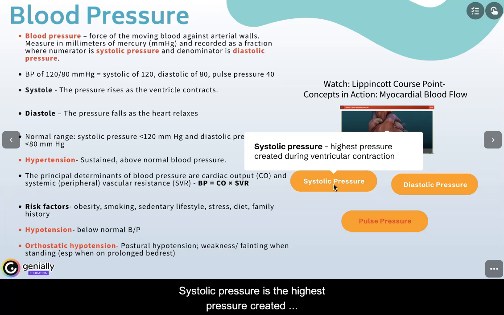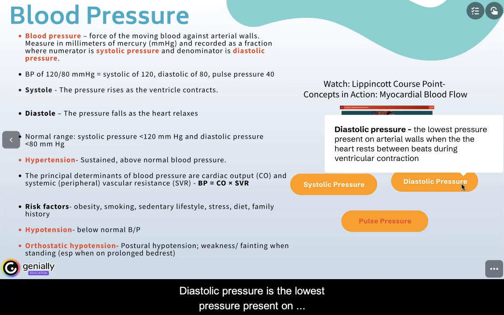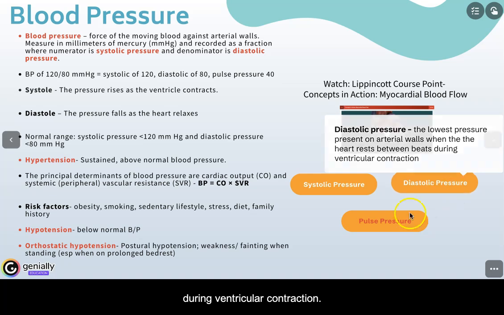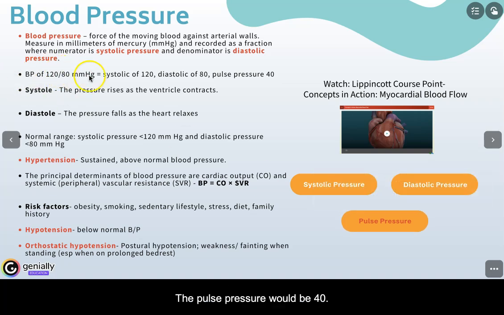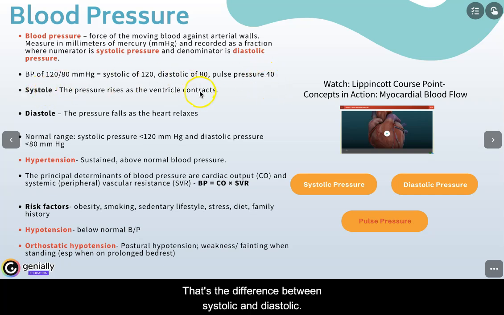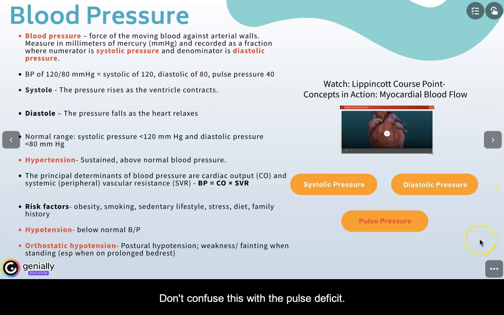Systolic pressure is the highest pressure created during ventricular contraction. Diastolic pressure is the lowest pressure present on the arterial walls when the heart rests between the beats. Pulse pressure is the difference between systolic and diastolic pressure. For example, 120/80, the pulse pressure would be 40. That's 120 minus 80, the difference between systolic and diastolic. Don't confuse this with the pulse deficit, which is the difference between the apical and the radial pulse.